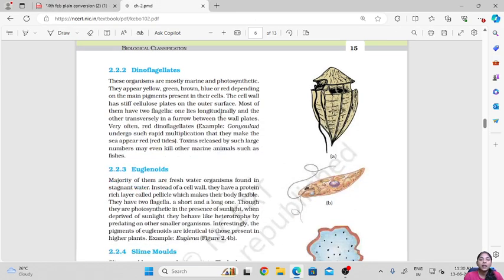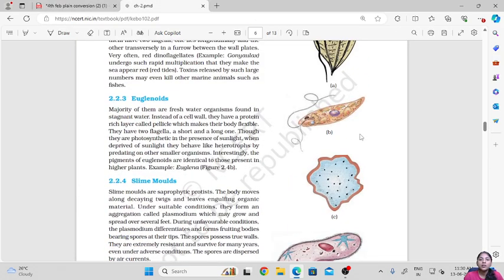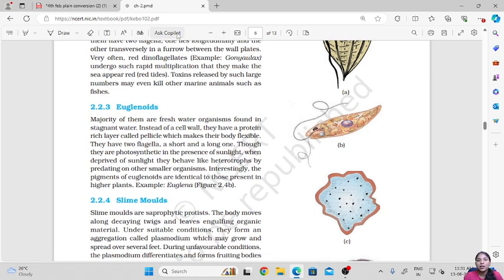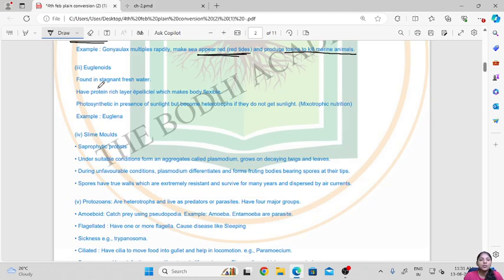Then the second type are the euglenoids. Here we can see an example. This is Euglena, okay, which is a euglenoid. So these are found in stagnant fresh water. So these are freshwater protists. They have a protein rich layer which makes the body flexible. Okay, so they have a flexible body because of the protein rich layer.